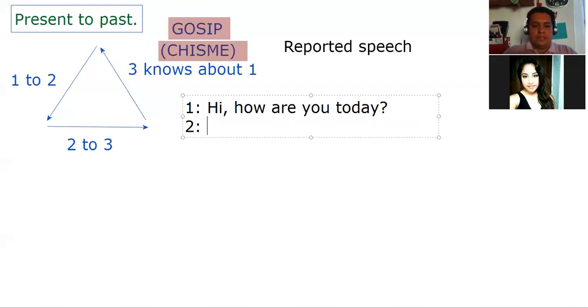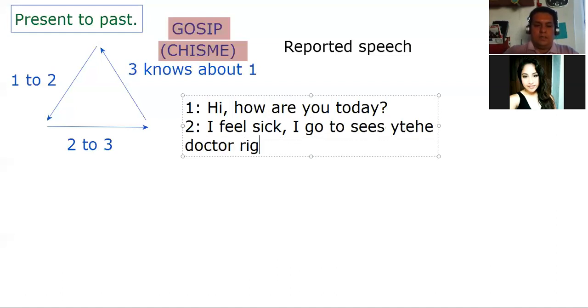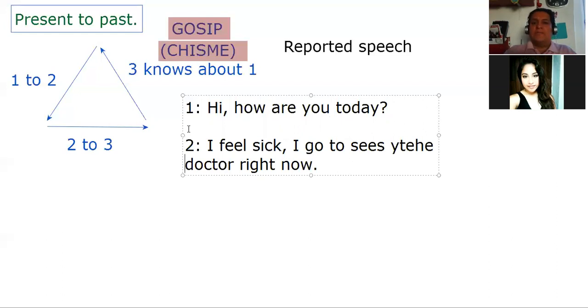And person two says, I feel sick. I go to see the doctor right now. You see, number one says, hi, how are you today? Number two says, I feel sick. I go to see, sorry, my mistake. I don't know why I put this here. Sometimes we have extra letters we don't need. The doctor right now. Okay, and they finish the conversation because person two goes to the doctor.